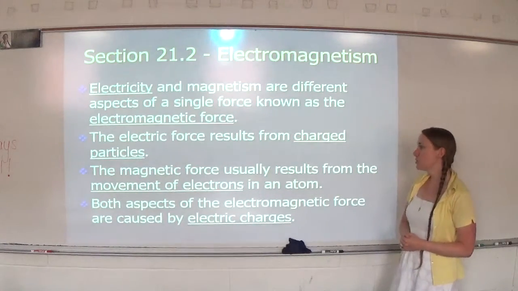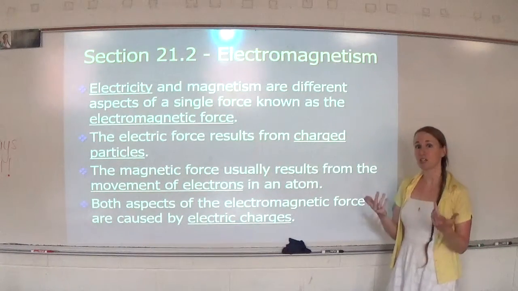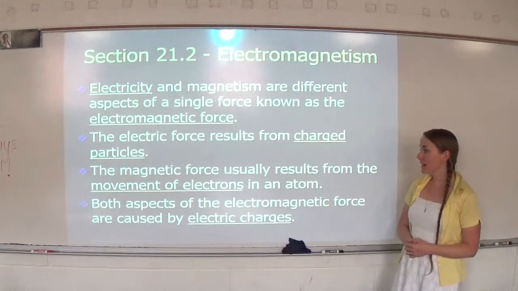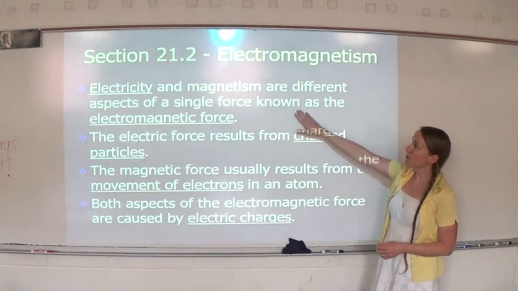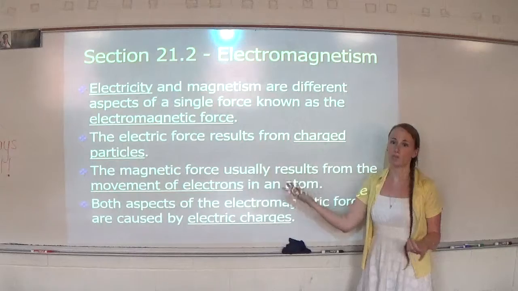The magnetic force usually results from the movement of electrons in an atom. In the previous video, we discussed that the electrons act like tiny magnets when they spin. Both aspects of the electromagnetic force are caused by electric charges, because if you notice, this one we're talking about charged particles, this one we're talking about electrons, which are charged particles.